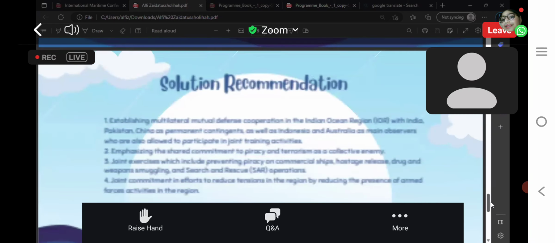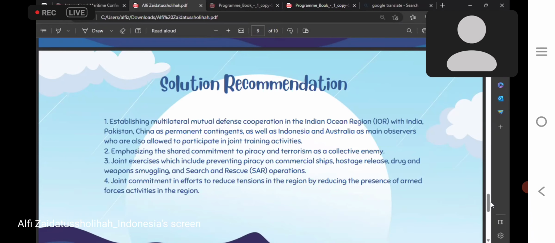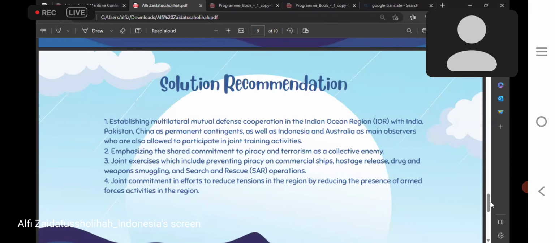And lastly, we have a solution recommendation, because the Indian Ocean is a water area in which there are different interests for each country. With the growing strength of China's hegemony in the Indian Ocean, geopolitically, economically, and militarily, the region has become increasingly competitive. Thus, joint efforts are needed to reduce the escalation of political tension in the region through partnership in fighting a common enemy, namely piracy and terrorism.